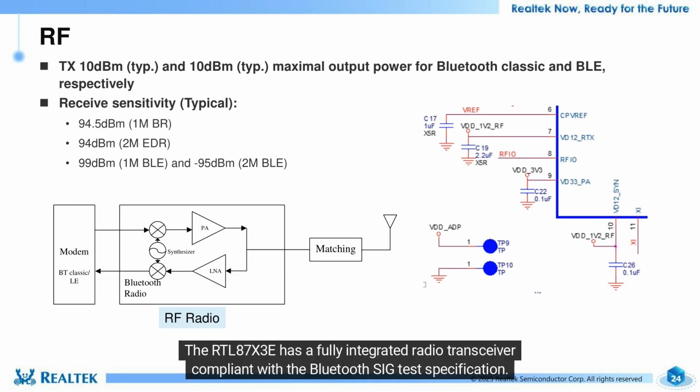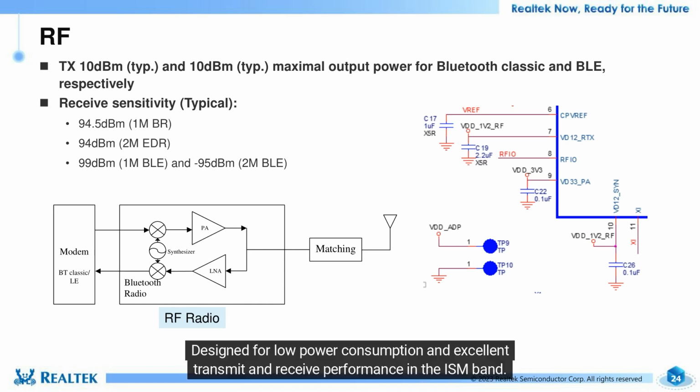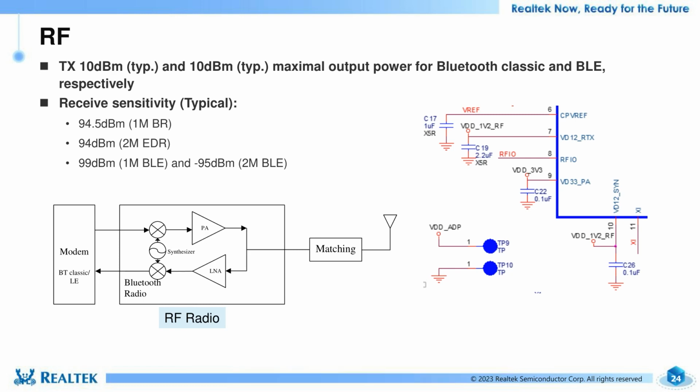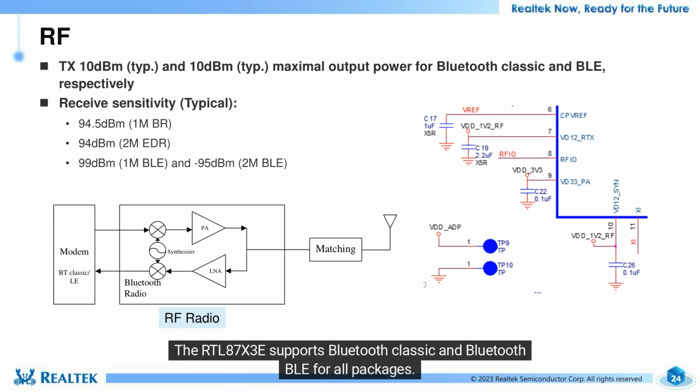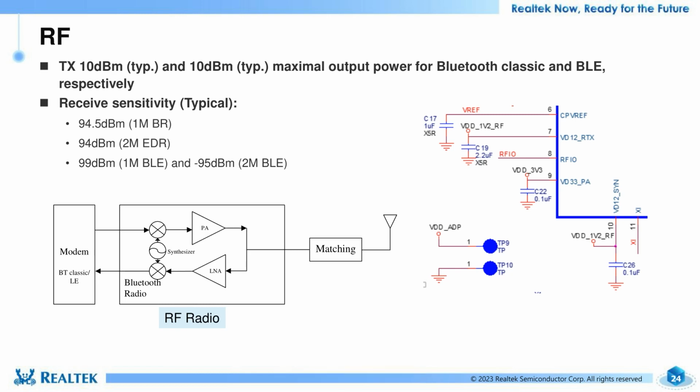The RTL87X3E has a fully integrated radio transceiver compliant with the Bluetooth SIG test specification. Designed for low power consumption and excellent transmit and receive performance in the ISM band. The RTL87X3E supports Bluetooth Classic and Bluetooth BLE for all packages. TX radiation power is up to plus 10 dBm.